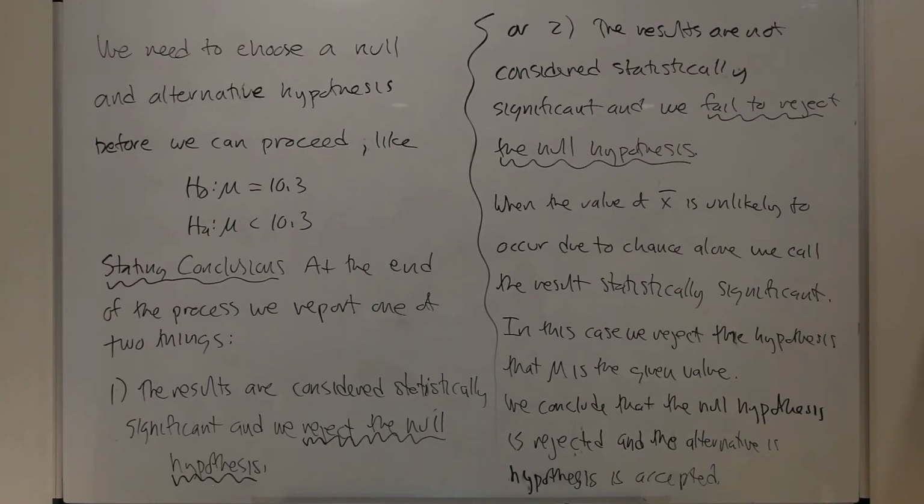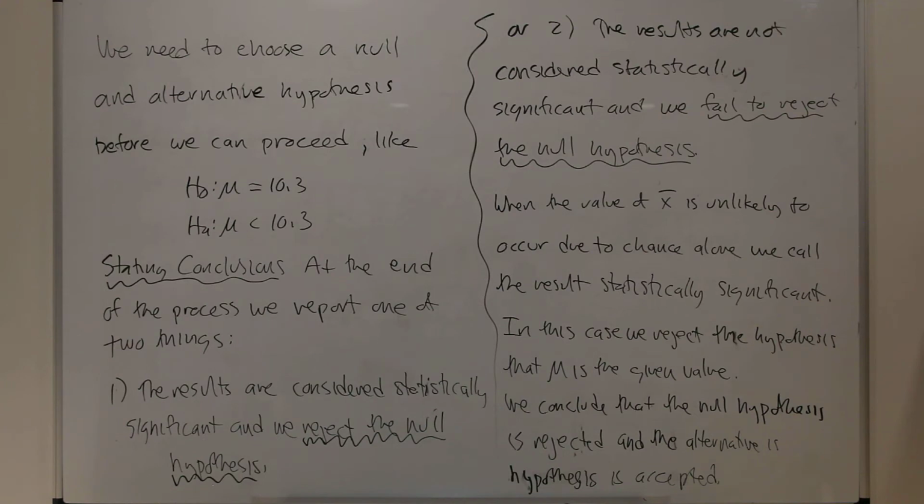Stating conclusions. At the end of the process, we report one of two things. The first one we might say is the results are considered statistically significant, and we reject the null hypothesis. Statistical significance means we wouldn't see that value of x bar if the null hypothesis was true. Or second, the results are not considered statistically significant, and we fail to reject the null hypothesis.